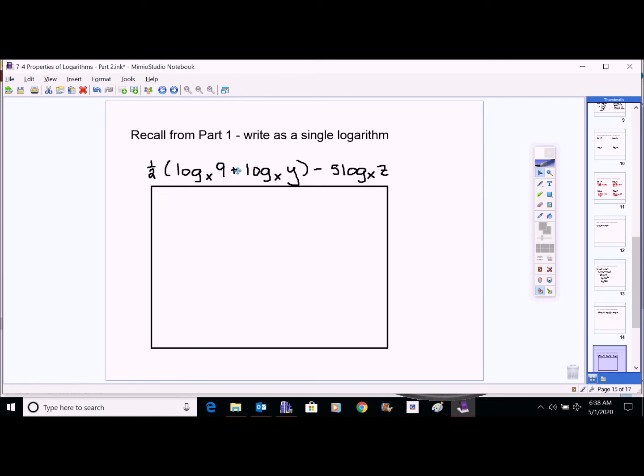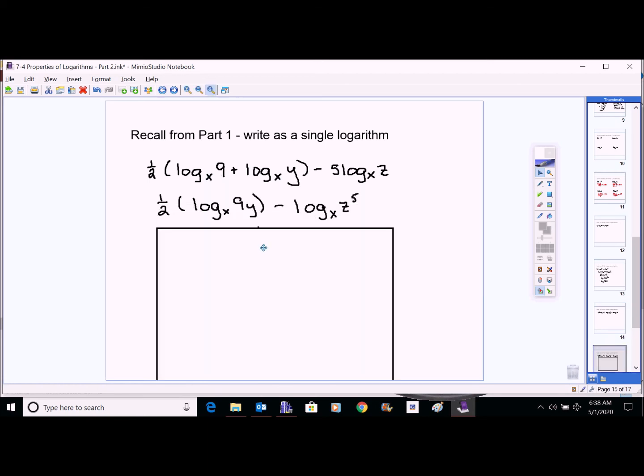We already have this factored out, but what we need to do is look for other ways we can simplify. Inside the parentheses, we have this plus, so because they have the common base, we can turn this into a multiplication. Still have done just this one little thing over here, because this number being out front can be turned into a power. It turns into a power of what you're taking the log of.